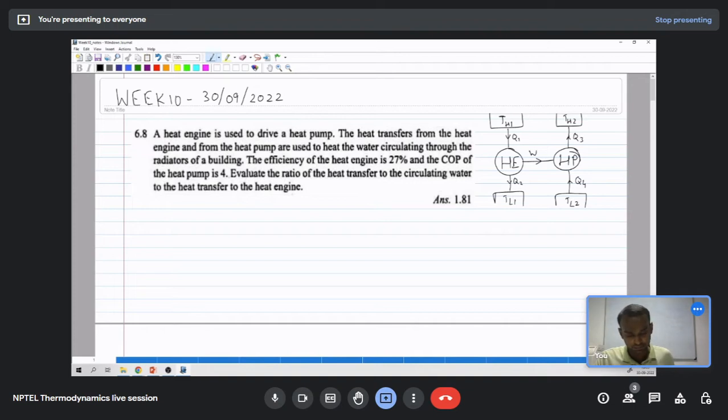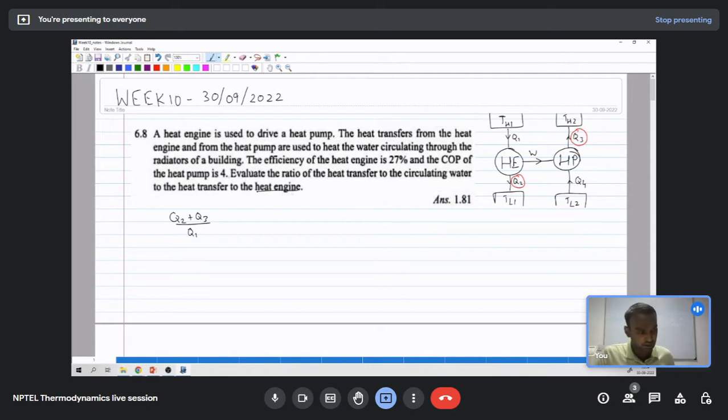Now, it is said that the heat from the engine and the heat from the heat pump are used to heat the circulating water. So that means Q2 and Q3 are used to heat the building, and we need to find the ratio of Q2 plus Q3 divided by Q1. Q1 is the heat that is given to the heat engine, which is what is mentioned here.